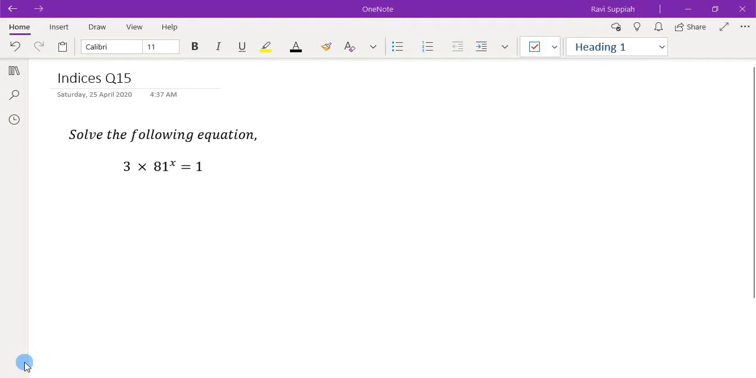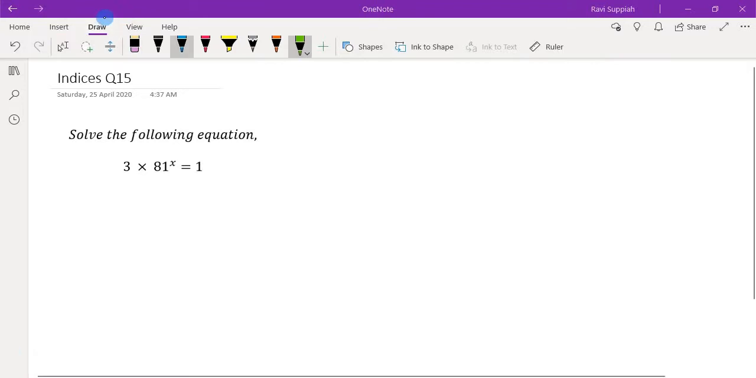Let's look at this indices question here. We are supposed to solve this expression here, and what you see is that x is in the power position of the base here. In order to solve such questions, what we must aim to do is to make the base of all the terms the same. Correct? So once you have the base on the left hand side and the right hand side to be the same, then you can use that as a basis for comparison.